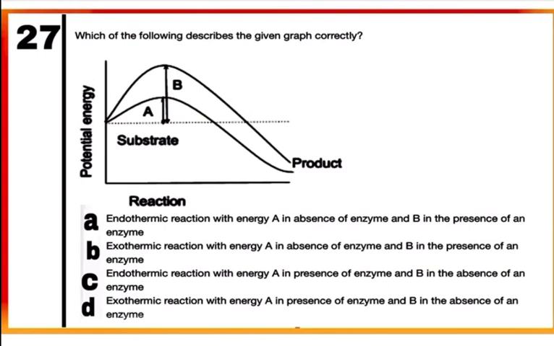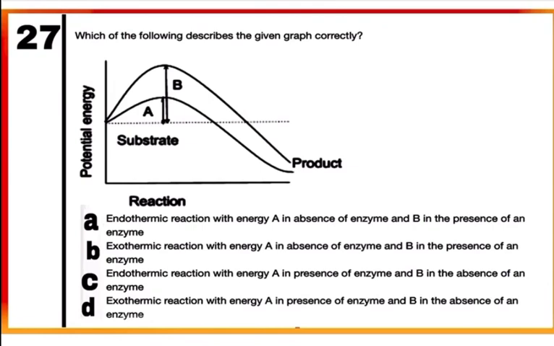Question 27. Which of the following describes the given graph correctly? See the graph. The energy level of product is less than that of substrate. So, it is an exothermic reaction. One need not supply energy in order to form the product.